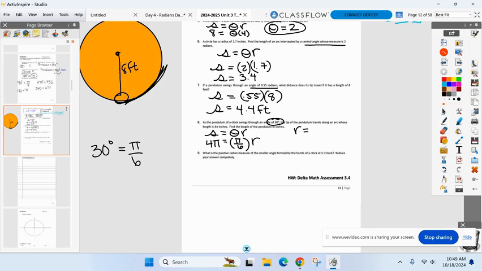And what do we end up with here? Radius length? 24. What do we got? Inches here? Yep. All right. Good. Using theta equals S equals theta R.